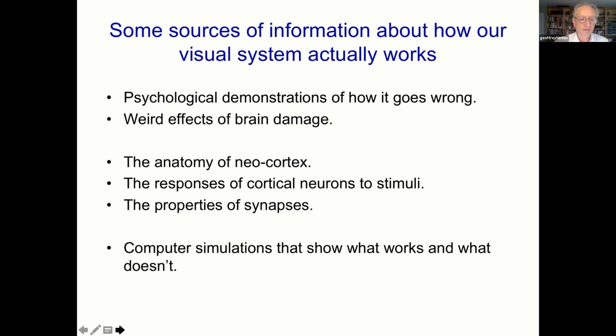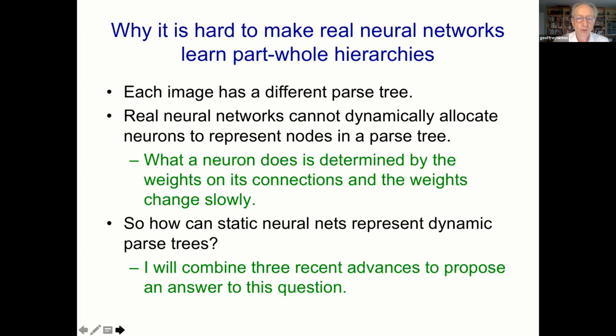Now, one thing that's fairly clear is when people perceive images, they parse them into wholes and parts and subparts and so on. And one question is, how do real neural networks do that? It's not a question that really arises if you've got RAM. You can just have pointers and you can make graphs and it's no problem. But real neural networks don't have RAM. They don't have general purpose memory where you can put anything on the fly. What a neuron does is determined by its weights, and those only change slowly. So how can a static neural net represent a dynamic parse tree, which is different for every image?